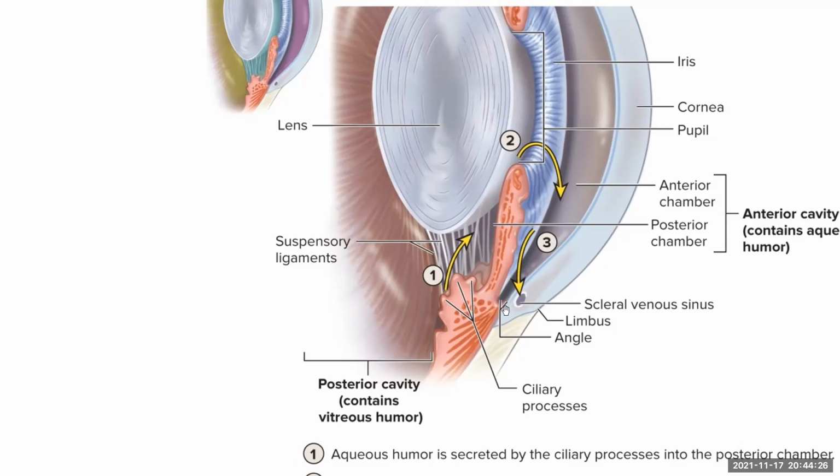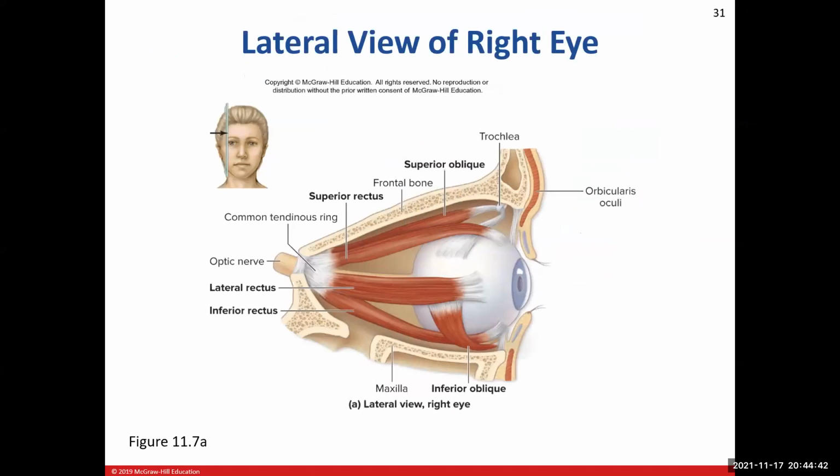So we have open angle and closed angle glaucoma, and that has to do with whether a structure is getting pushed up against another structure. It can cause that to get blocked off, and then you can start to get an increase in pressure in the anterior chamber, and that can cause glaucoma.